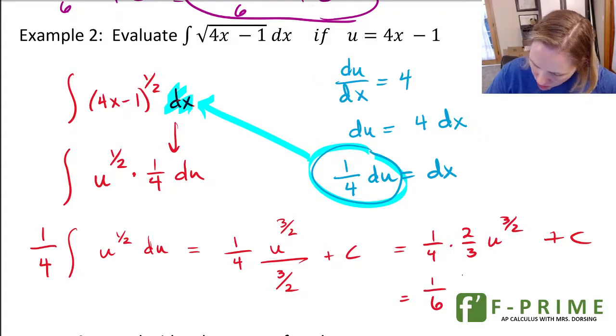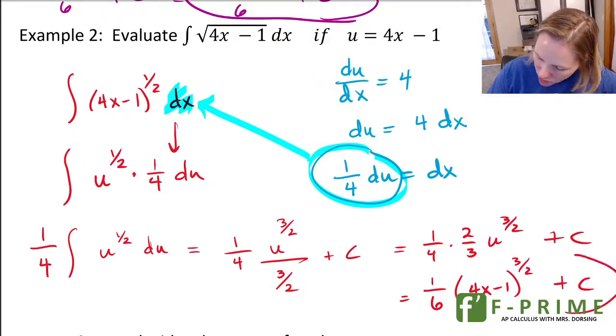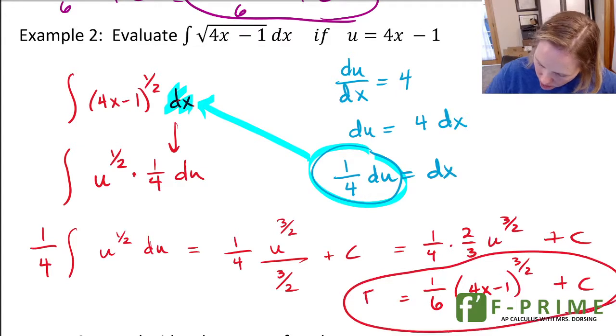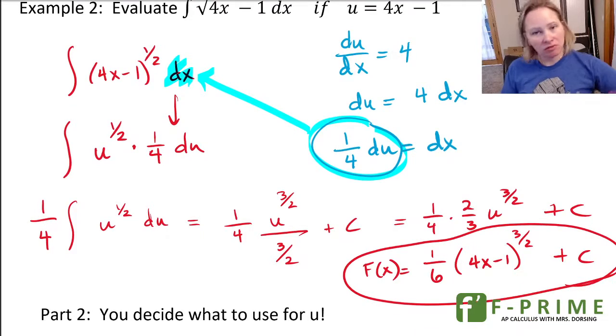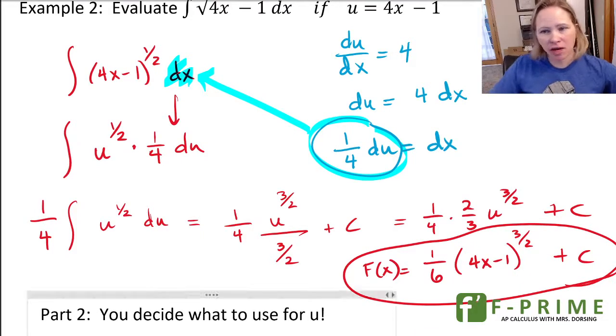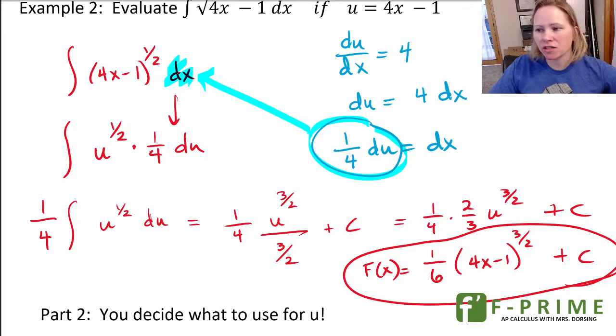Let's replace u. U was 4x minus 1 to the 3/2 plus c. So capital F of x, we'll just use that antiderivative notation. So there you go. Now that's not too bad when we're solving for these. This is the process of U-substitution.